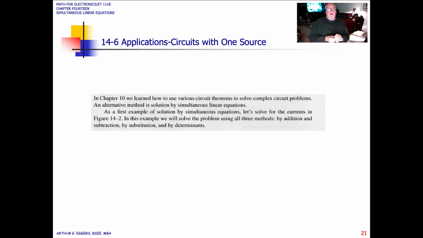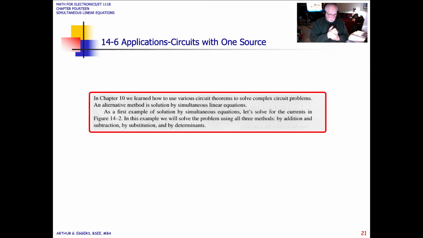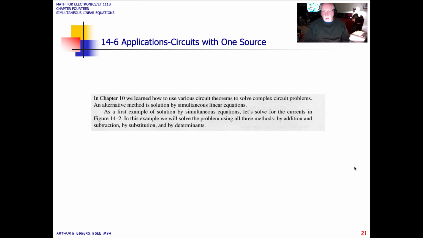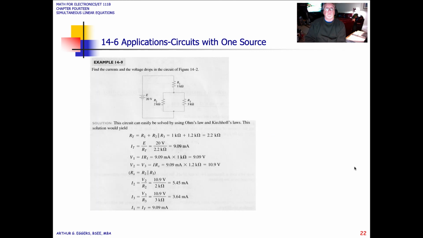So we've seen the different ways that we can solve simultaneous equations. Now what we'd like to do is go through and give you some examples using electronic circuits, and go through each of the different methods that we've looked at and show you how you would solve a circuit that had one source in it using different methods.